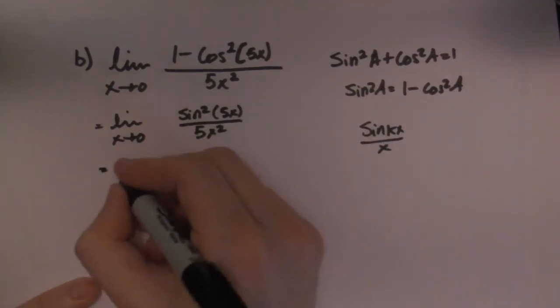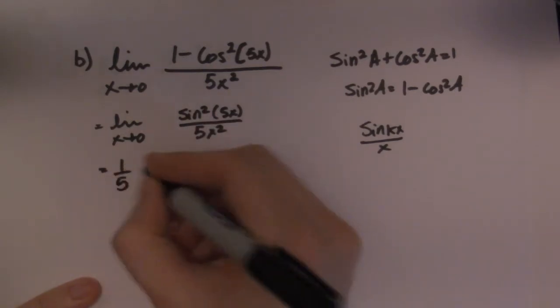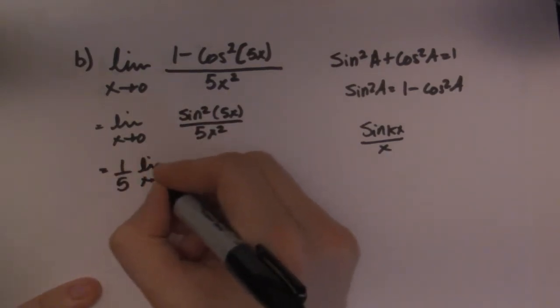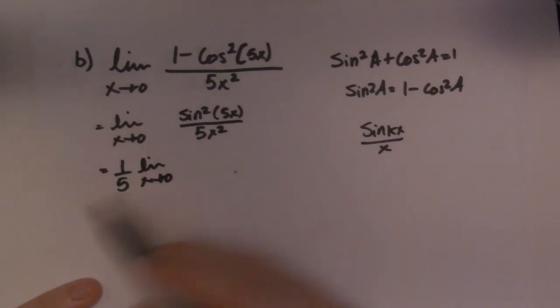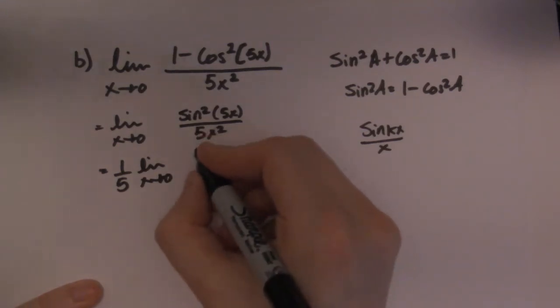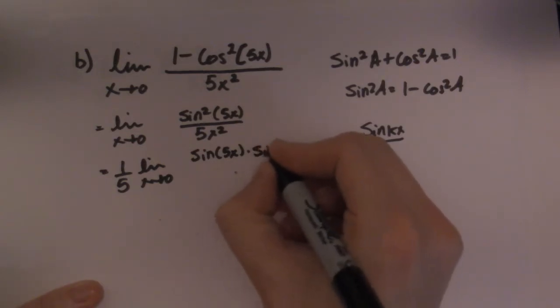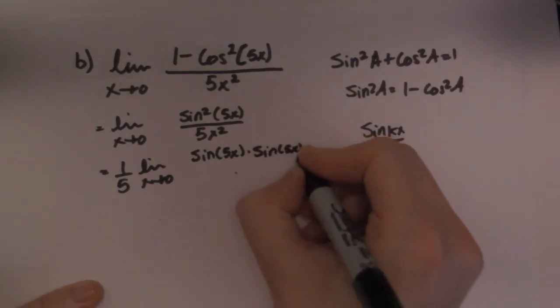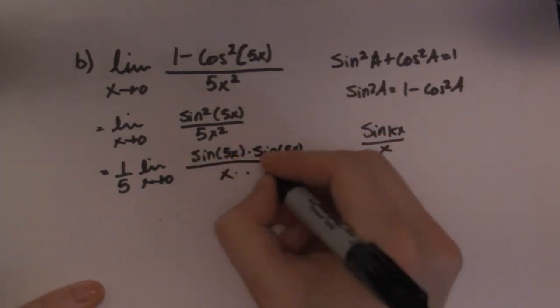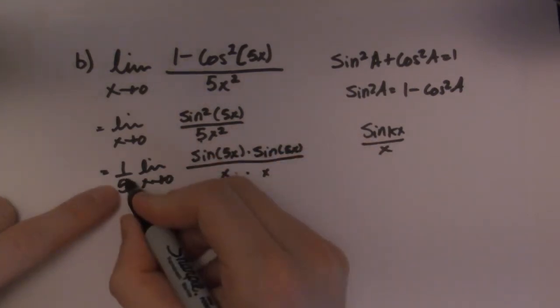I'll take that 5 that's on the bottom, make it 1 over 5, and chuck it outside the limit. Just get it out of the way. We don't need it, so we're just going to chuck it outside. And then I have sine 5x times sine of 5x, all divided by x times x. So the 5 is out here, 1 over 5.